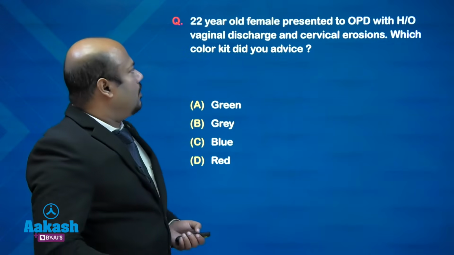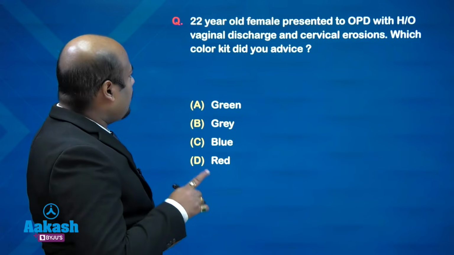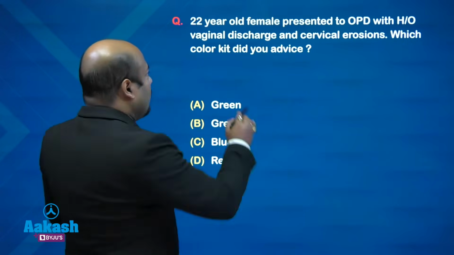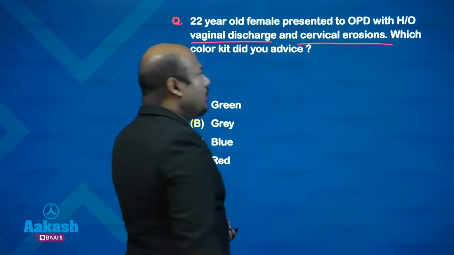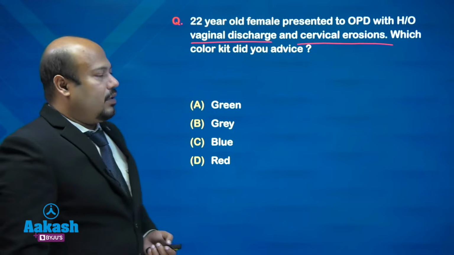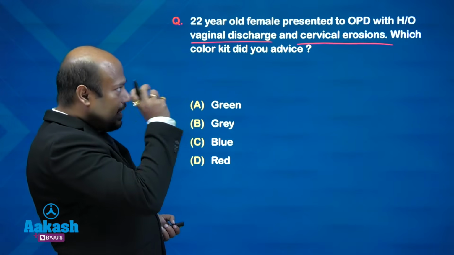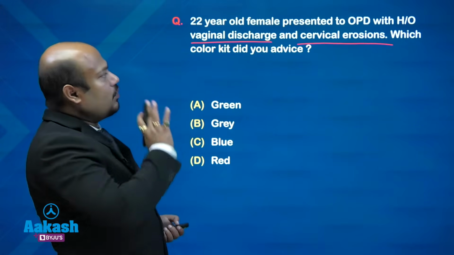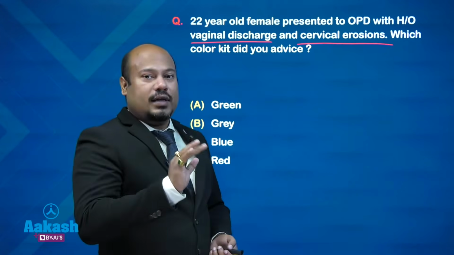Next question. Very important question. A 22-year-old female presented to OPD with history of vaginal discharge and cervical erosion. See, one habit to do in the exam when you are reading the question: you just focus on the most vital points. Vaginal discharge and cervical erosion. They have not said cervical discharge, they have said cervical erosion.